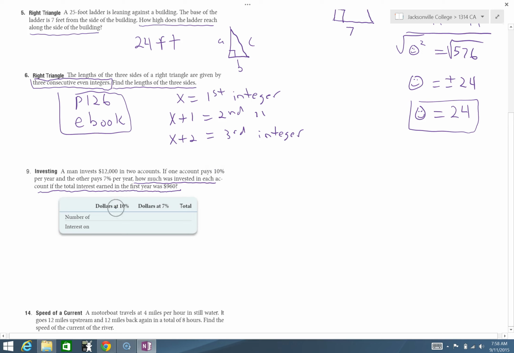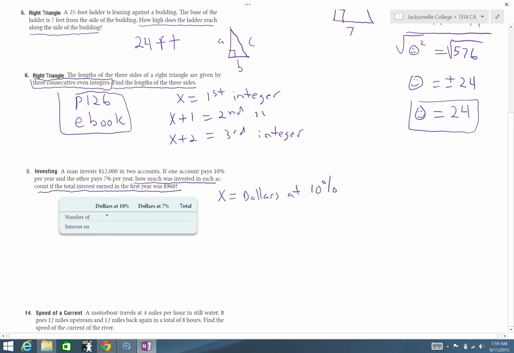All right, you can see this time they've drawn a table. So instead of a picture, a table is going to be useful here. I want to know how much he's invested in each account. Here you see it says number of dollars at 10%, number of dollars at 7%. So this is what we're looking for. I'm going to come over here and define my variable. I'm going to let x equal the dollars at 10%. That's the amount of money he's investing at 10%.